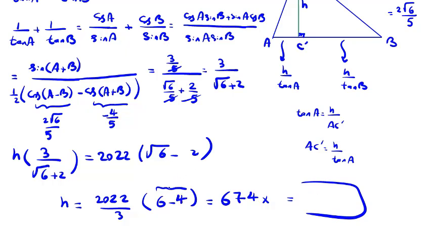It will be 6 minus 4, 2. And now it will be multiplied by 2. 2 times 4, 8. 2 times 7, 14. We have 1. 2 times 6, 12. 13. So the answer is 1348.